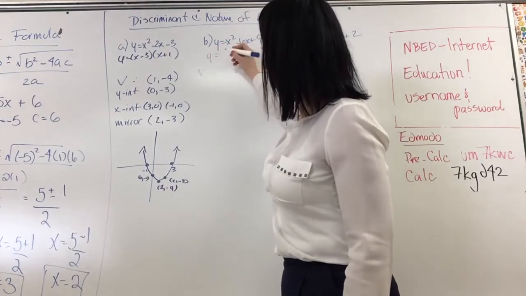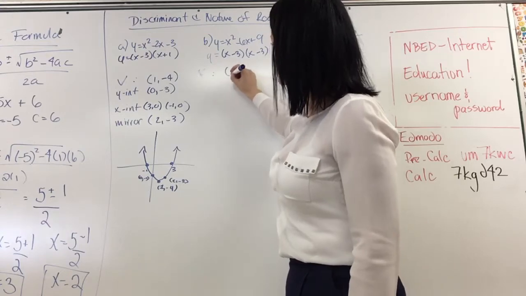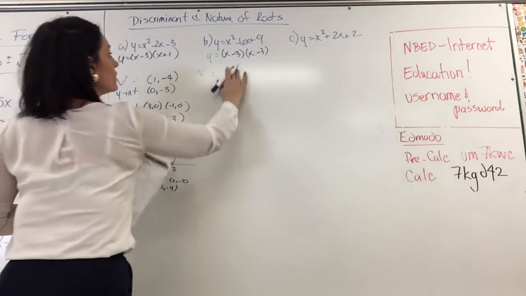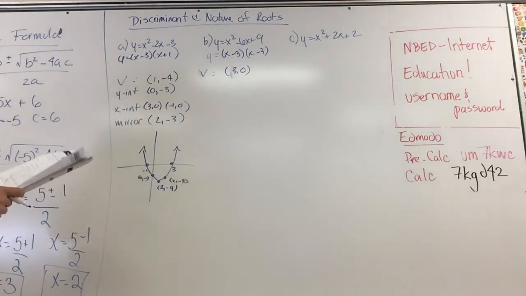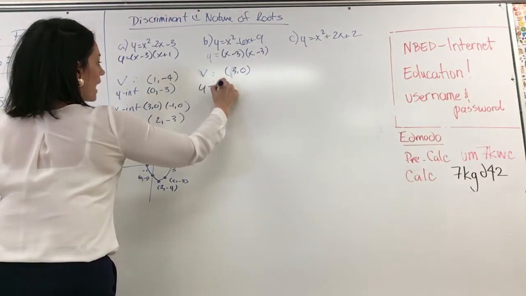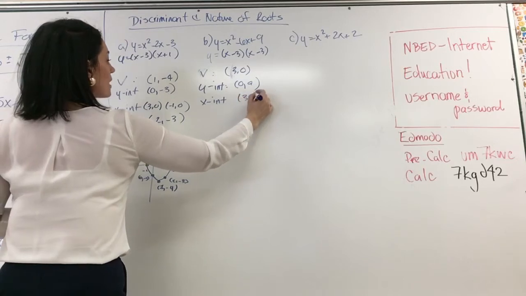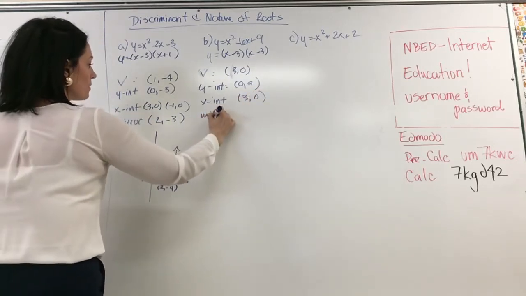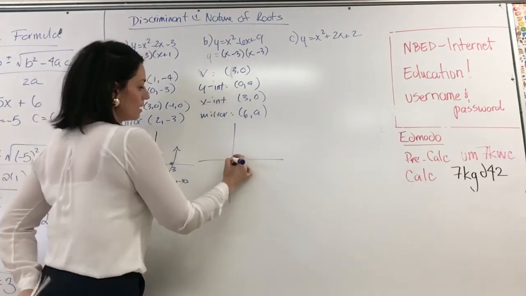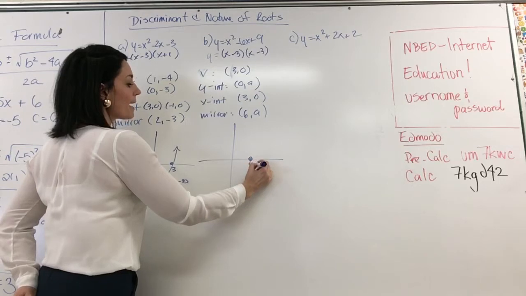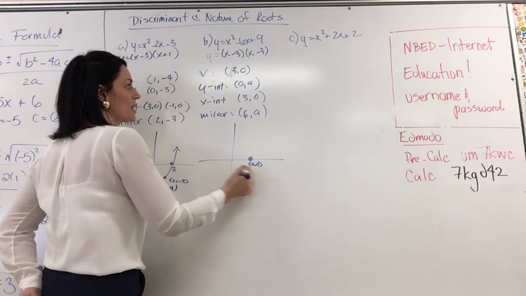Okay, so I'm going to factor this one. So (x - 3)(x - 3). My vertex is actually at the point (3, 0). My y-intercept, I plug in x equal to 0, so I get (0, 9). My x-intercept is at the same spot as my vertex. The mirror point is at (6, 9). So if we look here, my vertex is at the point (3, 0), and my x-intercept is also at the point (3, 0). So this is a unique situation.